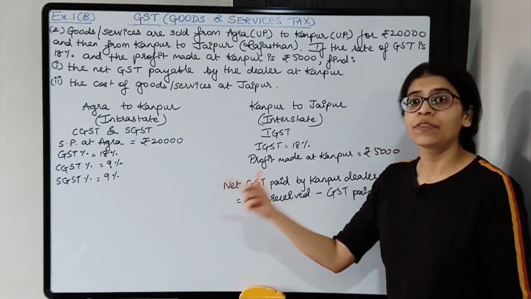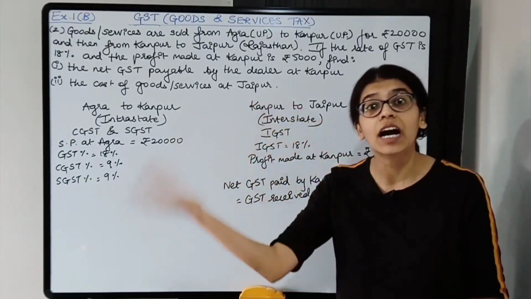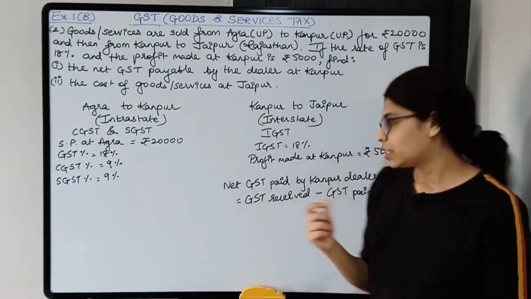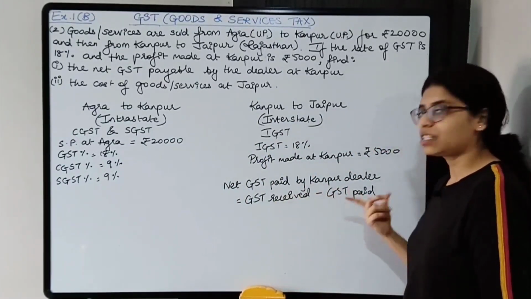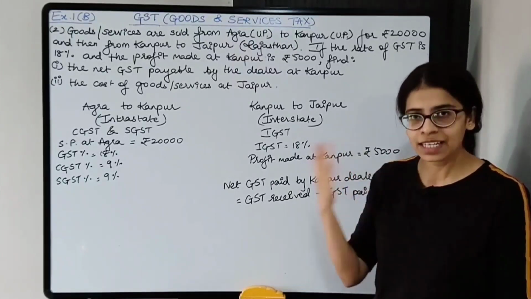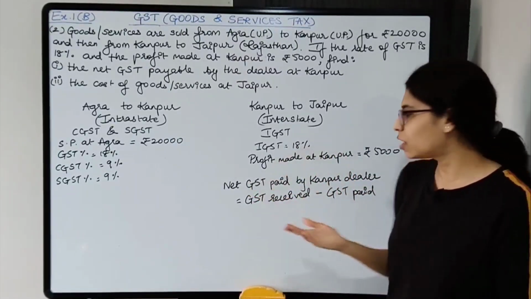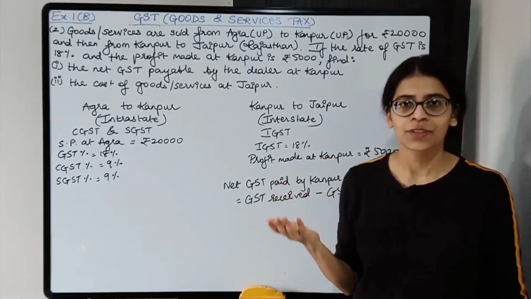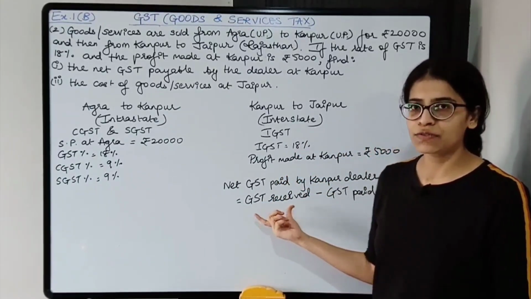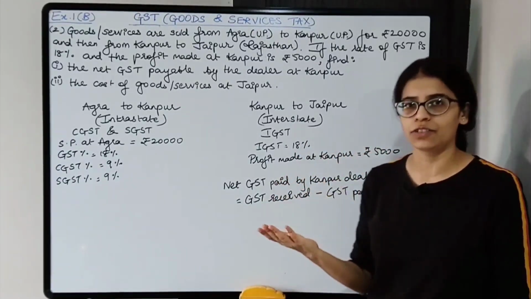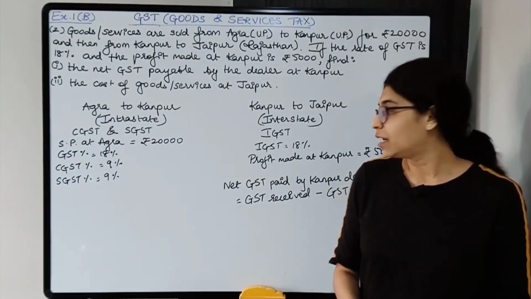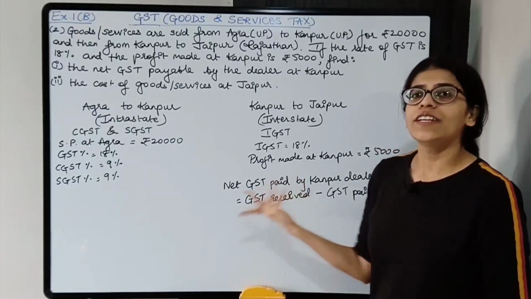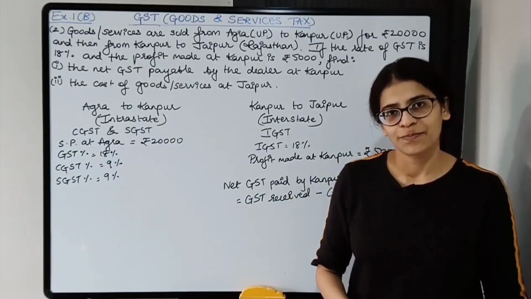Net GST, or whenever they say GST paid to the government, what will you do? GST received minus GST paid. Okay, in case of profit. Otherwise, if there is a loss, it will be opposite. GST paid will be more and GST received will be less. So whichever is more comes first and whichever is less comes afterwards. Okay. Now GST you always calculate on selling price, right?